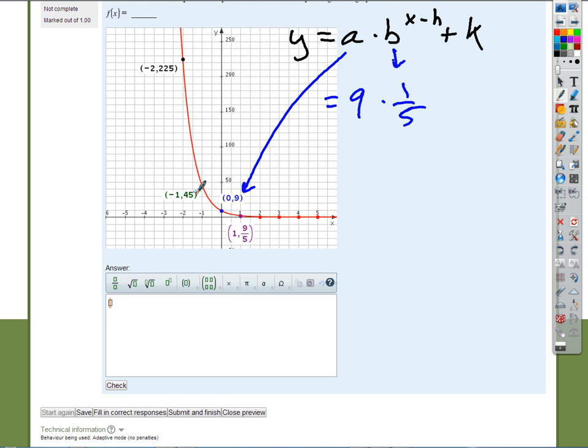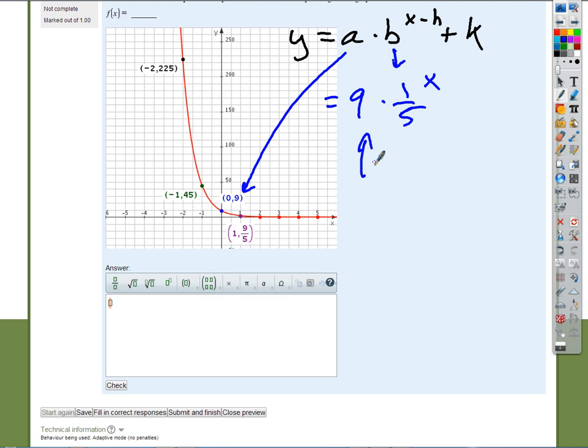9 times 1/5 to the x, right? Okay, this is important though. Please, you guys, seriously, you're not going to get this if you don't focus hard, because we're condensing this process a little bit in chapter 8. So we have not translated this. Why do I know we've not translated this? Because it's positive.